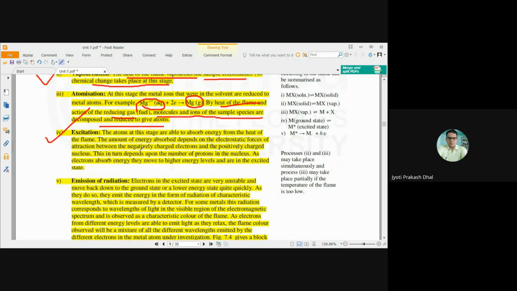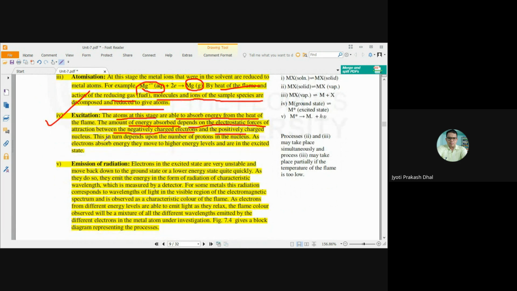After converting to isolated gaseous atoms, the atoms at this stage are able to absorb energy from the heat of the flame, and the amount of energy absorbed depends upon the electrostatic forces of attraction between the negatively charged electrons and the positively charged nucleus. This in turn depends upon the number of protons in the nucleus. As the electrons absorb energy, they move to higher energy levels. How much energy the atom has to absorb depends upon the electrostatic interaction between the nucleus and the electrons present in the atom.